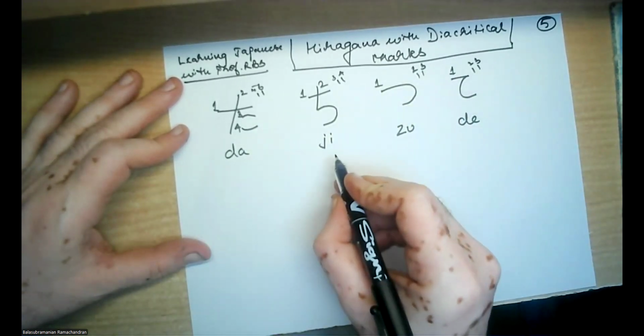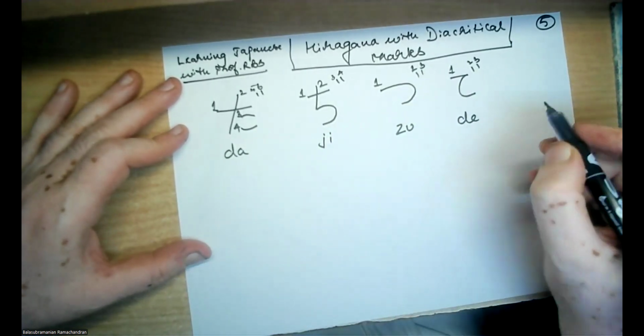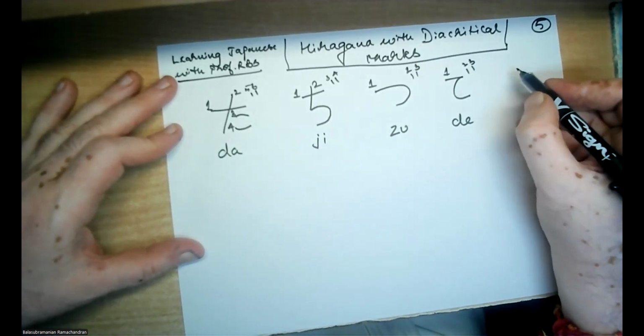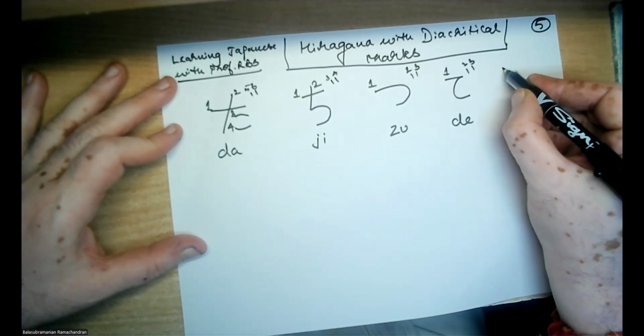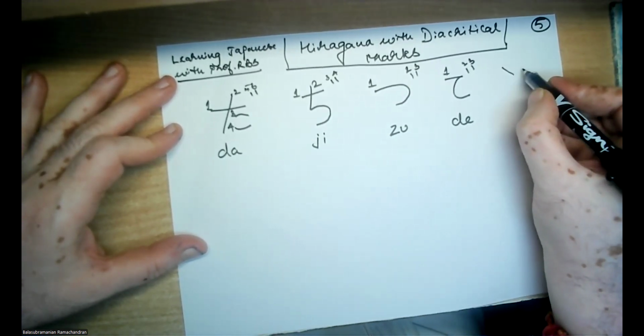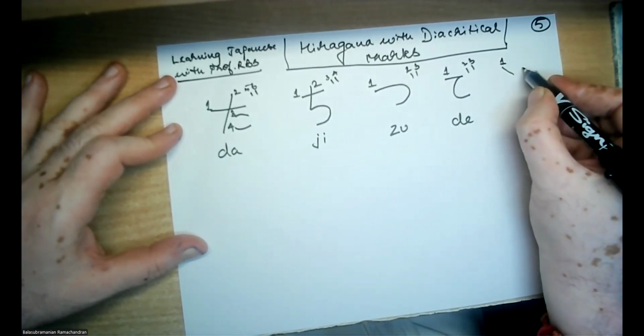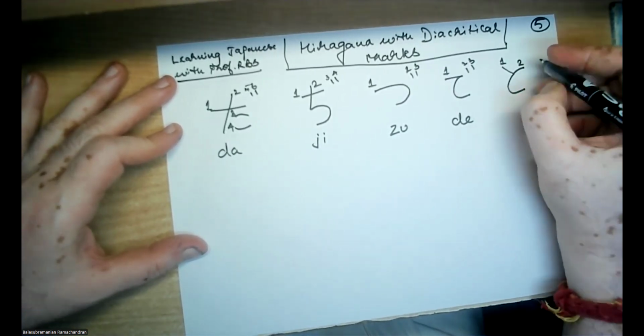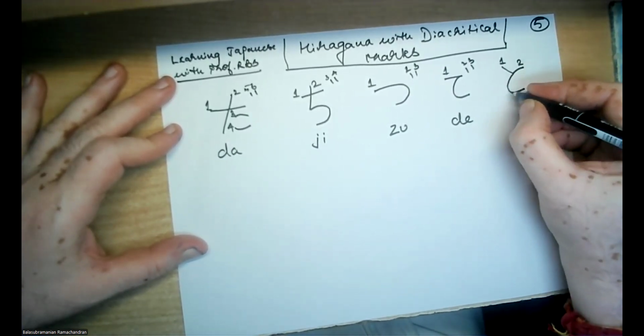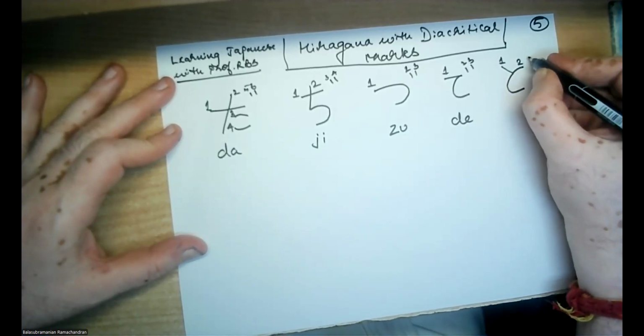Da, Ji, Zu, De. And then you write Do. Okay. Stroke 1. This is stroke 1 and then stroke 2. Okay. Without lifting the pen, you have to write it. Okay. Stroke 2, 3, 4.